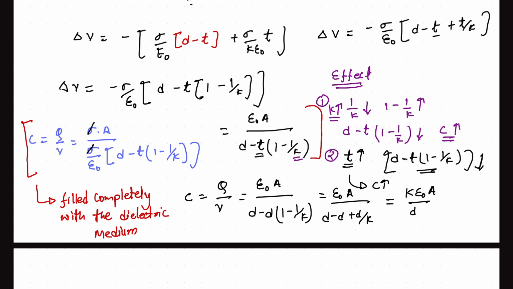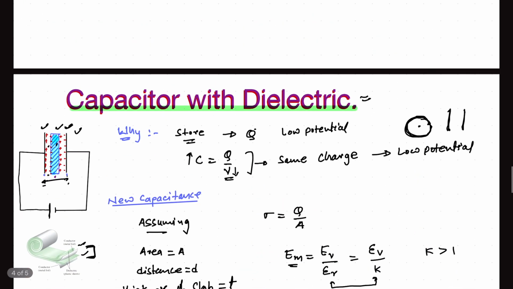Look, interestingly, this epsilon naught A divided by d, we have derived previously. This was the capacitance in vacuum. So can I say that C of medium, when the medium is fully filled between both of the plates, is K times C vacuum? This is a very interesting expression which we are getting over here. So we have done all the derivations related to the capacitance when we fill the medium inside it.